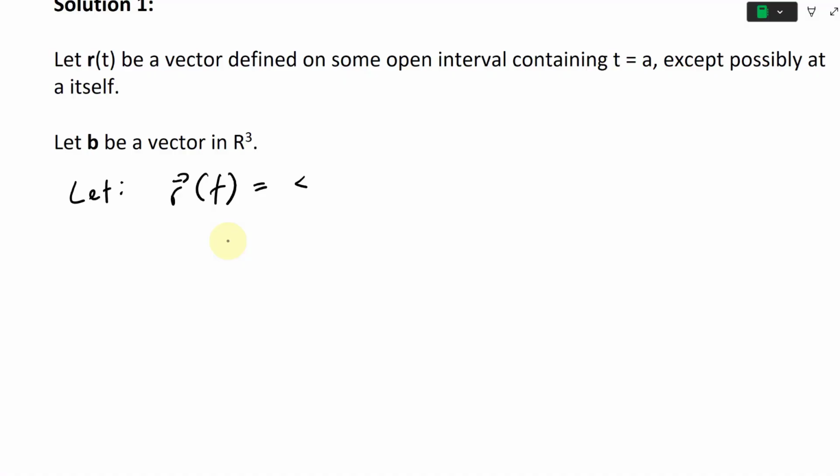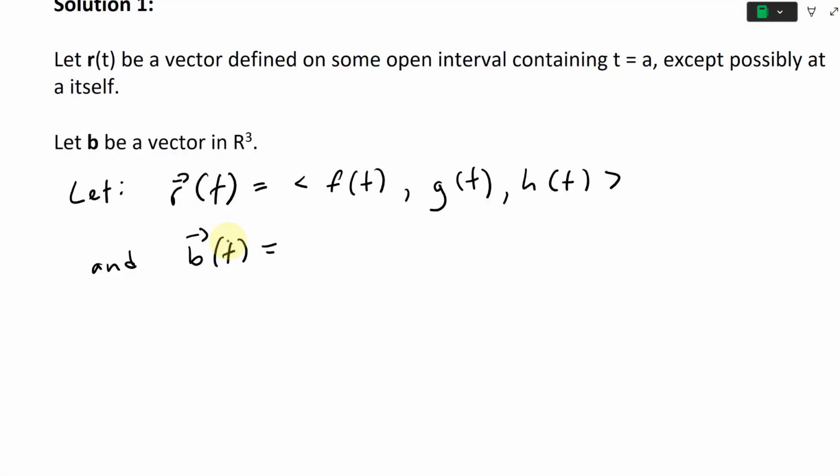We're just going to write these in component parts. Let the vector function R of t equal the component parts f of t, g of t, and h of t, like that. And let b, this is just a vector, it's not b of t, this is just a straight vector b, equal to real values b1, b2, b3, like that.